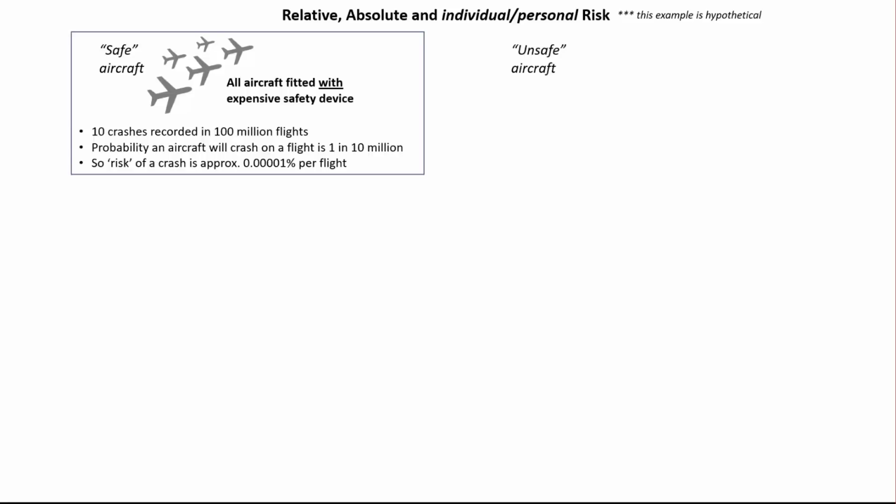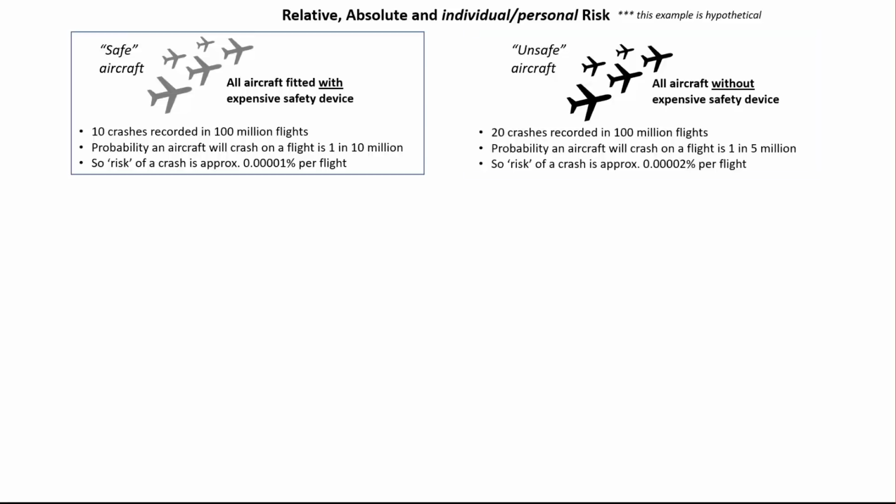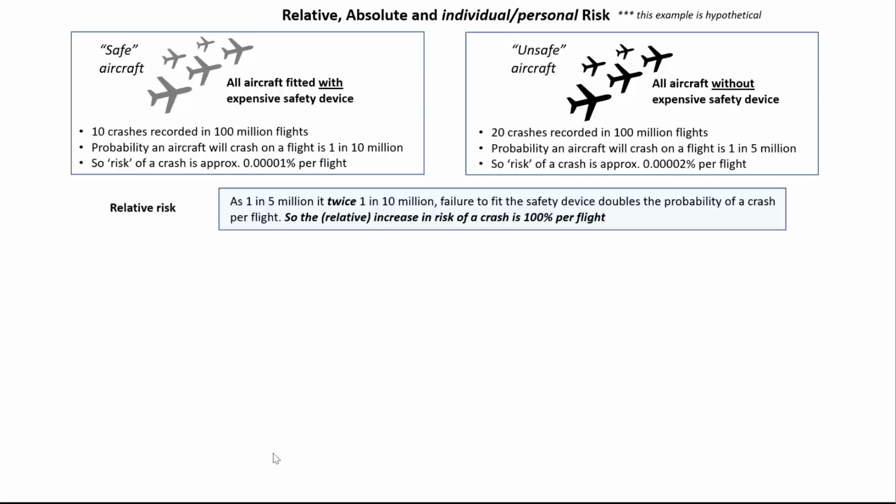In comparison, let's look at the unsafe aircraft. So these are all the aircraft which aren't fitted with that expensive safety device. And for these, let's suppose they've recorded 20 crashes in 100 million flights. So the probability that an unsafe aircraft will crash on a flight is 1 in 5 million. So the risk is twice as high as the safe aircraft. So failure to fit the safety device doubles the probability of a crash per flight.